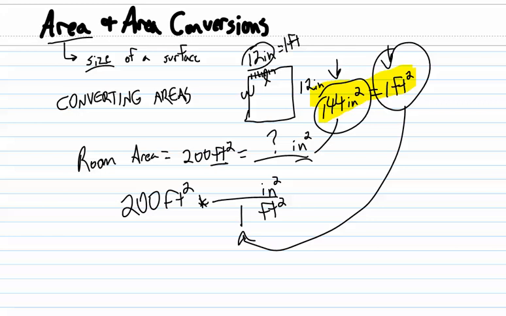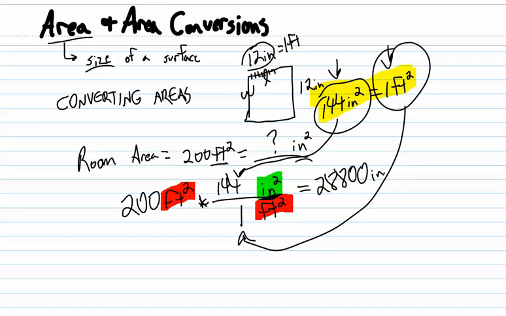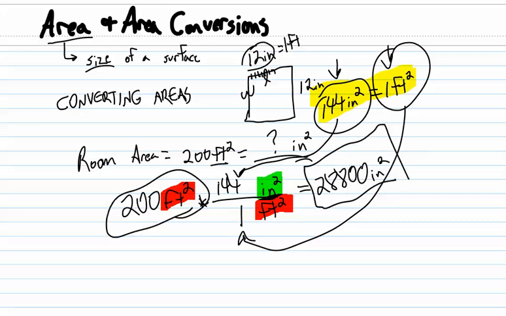is 144 square inches. Why did I do this? I did this so I could cancel out feet squared and wind up with my answer in inches squared, and that's what I wanted. So all I've got to do then is go 200 times 144. Should I be able to do that in my head? Let's see. Double all those. So 2, 8, 8, and keep my zeros. So there you go. If you have a room that has an area of 200 square feet, that is 28,800 square inches. Conversion problems like this should be a breeze for you.